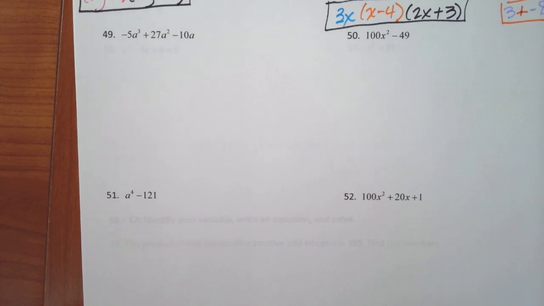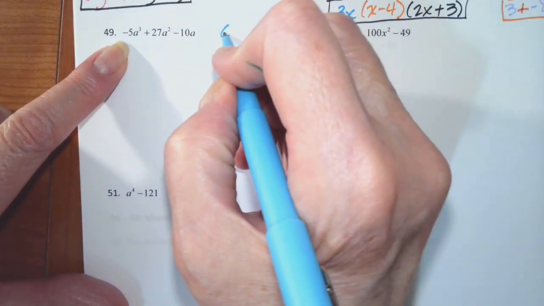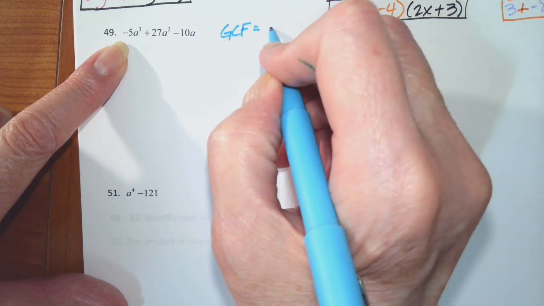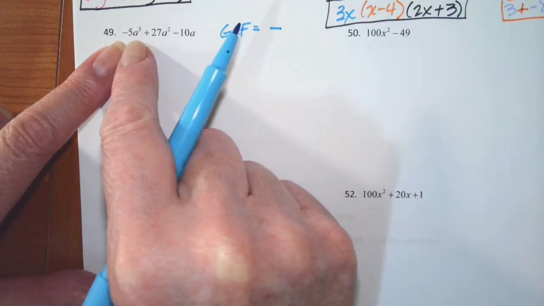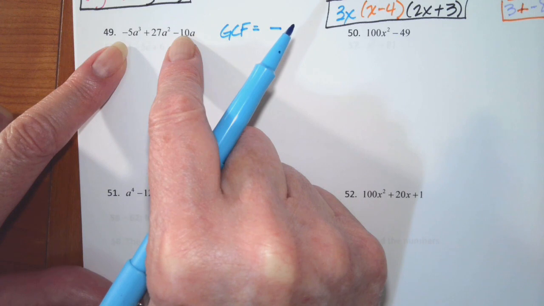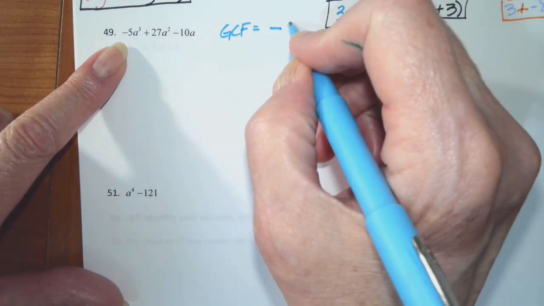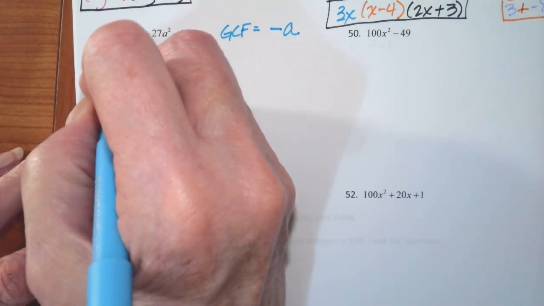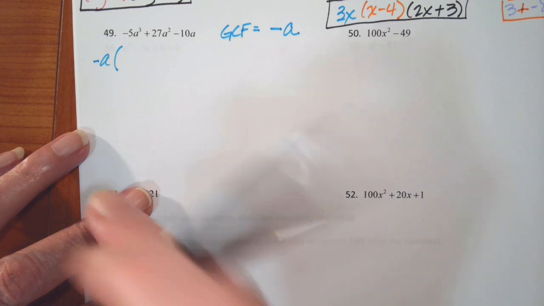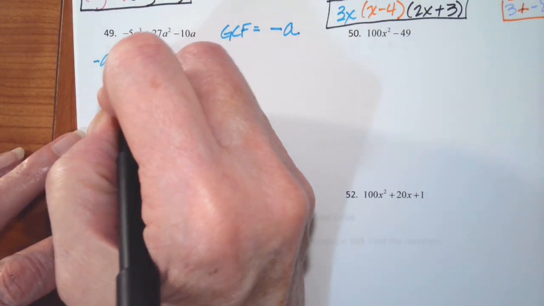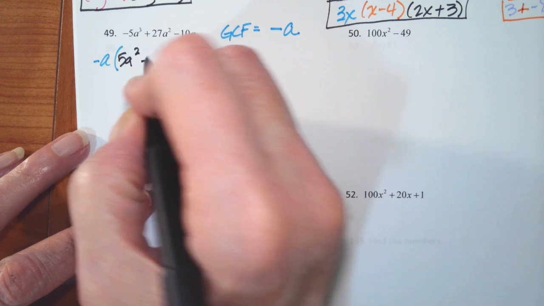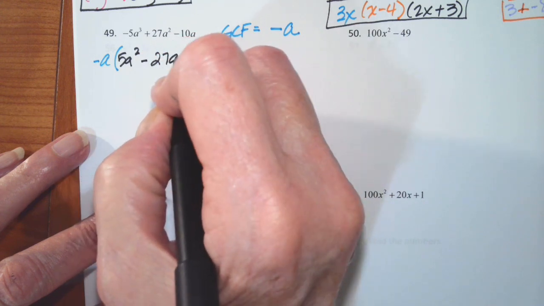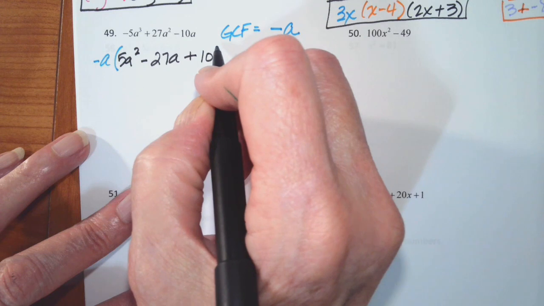Okay, negative 5a to the third plus 27a to the second minus 10a. GCF, well, the first thing I know is I have to pull out a negative. There is no number in common to 5, 27, and negative 10, but every term has an a. So my GCF is negative a. So I have negative a times 5a to the second minus 27a plus 10.